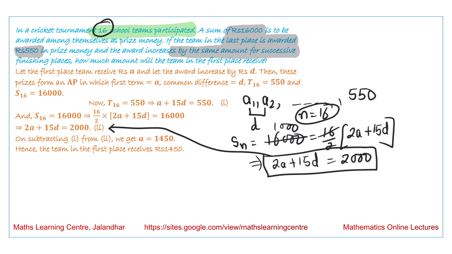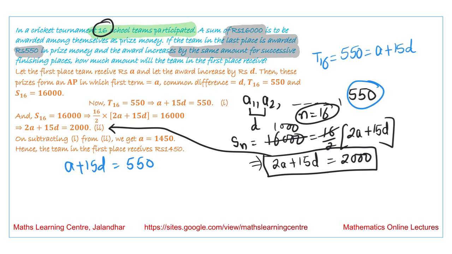This is one equation. And as the 16th term, T16, is given to be 550, that is equal to A + 15D. So we have two equations: one is A + 15D = 550, and the second is 2A + 15D = 2000. Now if we subtract these equations, we will obtain A is equal to minus of 1450.